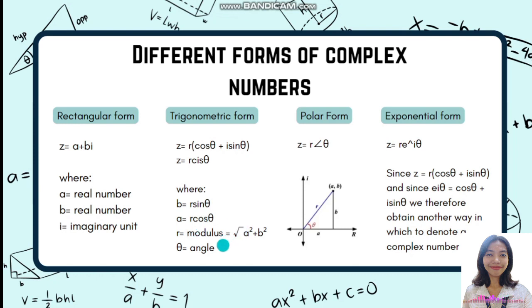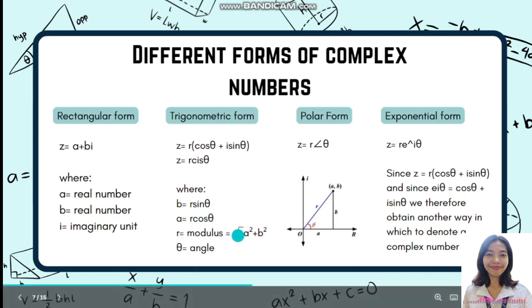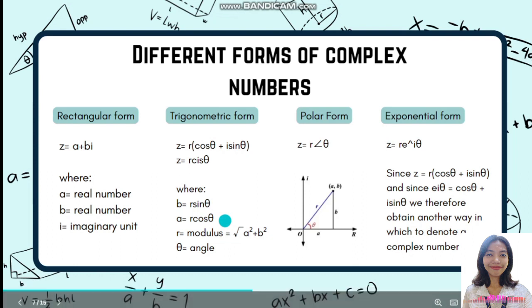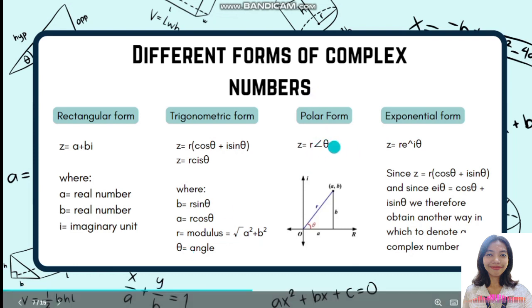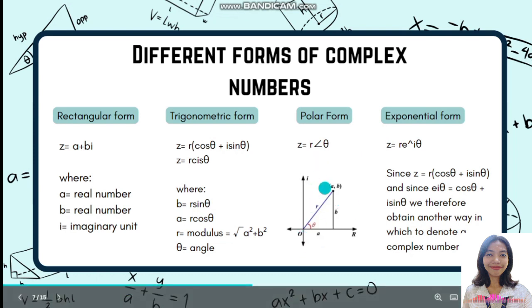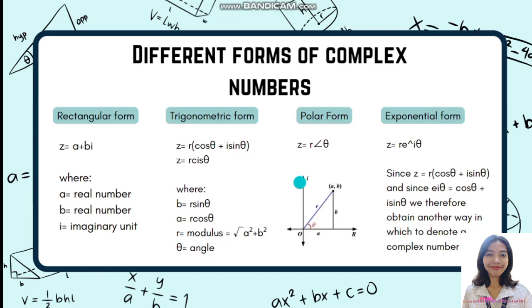R is the modulus, which is equal to the square root of a squared plus b squared. So if you're going to find the value of the modulus, you just have to take the square root of a squared plus b squared. It's like finding the magnitude of the number. And theta, of course, is an angle. For polar form, we have z equals r angle theta. So we have here an Argand plane or a complex plane. The y-axis of the Argand plane is where the imaginary parts or the imaginary numbers are located.